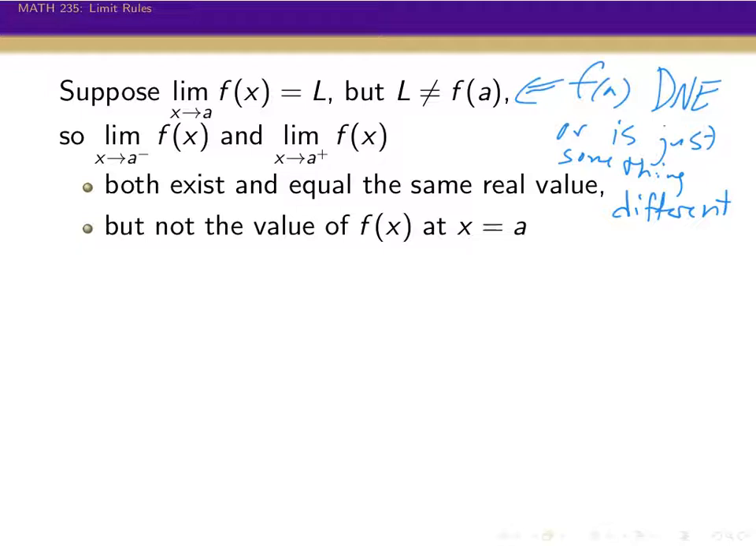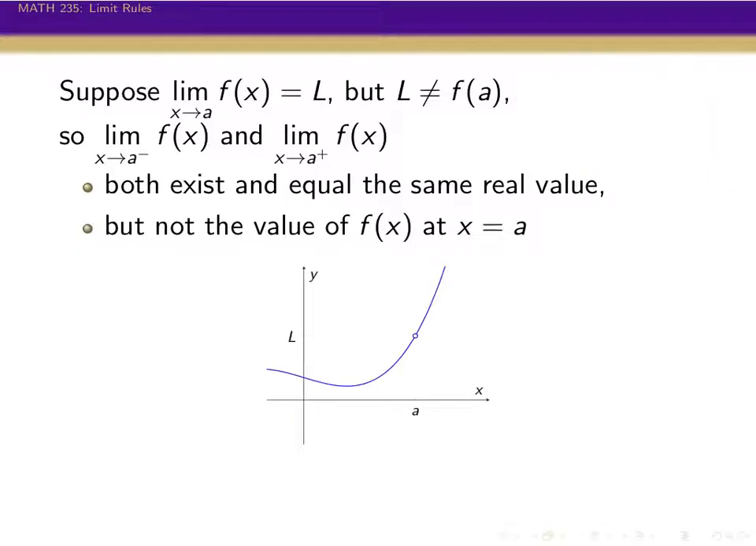So what does this look like in a picture? These are times when you have a nice function and then it has a hole in it at that spot. If you look in this picture, as we approach a from the left, we're going up to L. And as we approach a from the right, the values of the function are going down to L. But right at a, we've got that spot missing. It might be that the function's not defined there, or it might be just some other value right there.